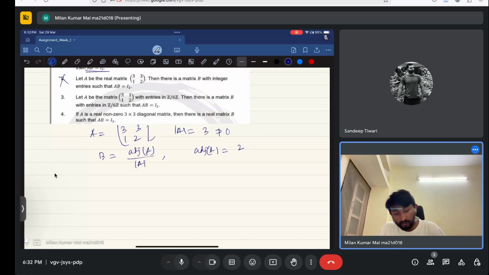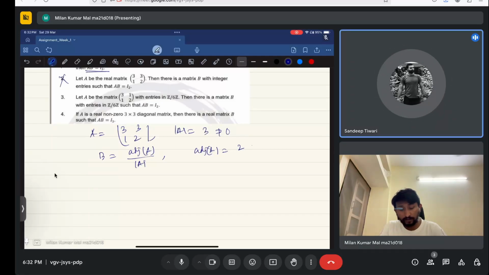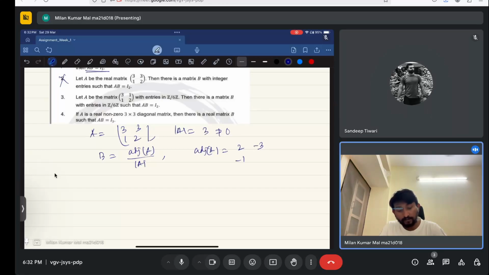The 2, corresponding to 3, 2, corresponding to minus 1, 1, 3, minus 3, minus 3, minus 1, sorry, minus 1, 3, right? This is correct, yes.